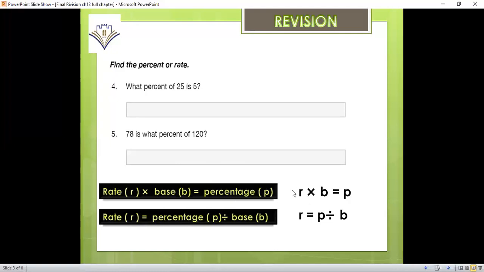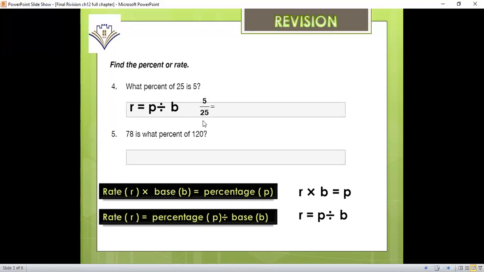How can you get the rate? By division. Then rate is equal to P, which means percentage, divided by the base. Then, what percent of 25 is 5? We need the percent. Then 5 divided by 25.